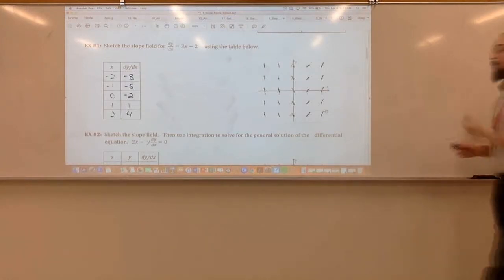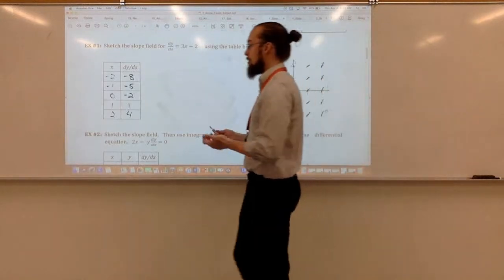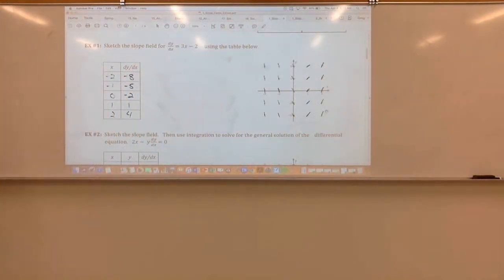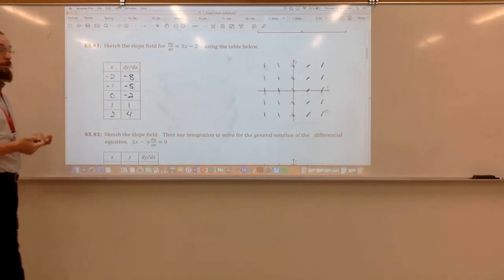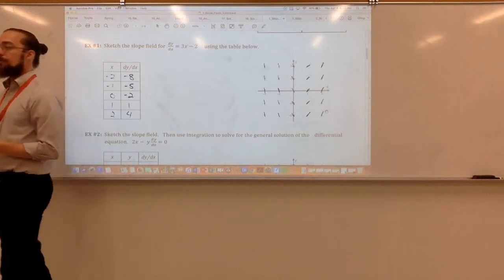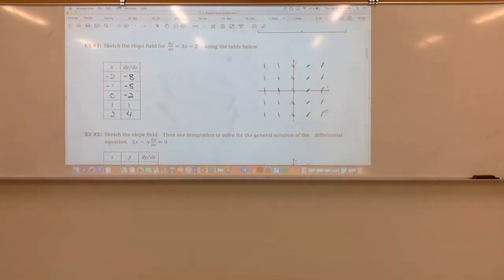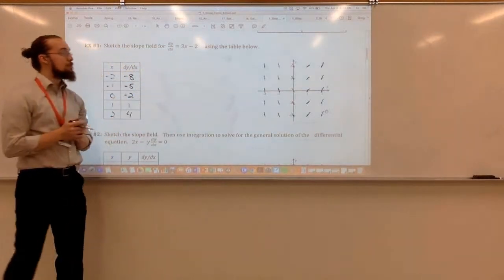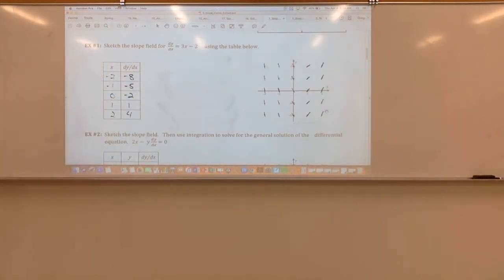Now, we are going to look at examples, and on the AP test, I don't know how they grade these questions, but sometimes they will ask you, here's a slope field, sketch a solution curve through a certain point. So we'll look at some examples of that in a second. We're not going to do that yet. But what we are going to do is solve this differential equation.